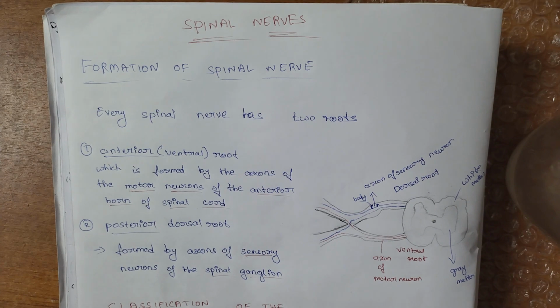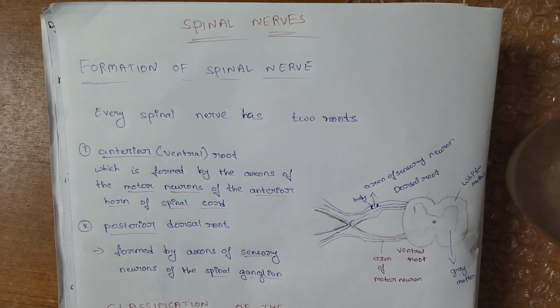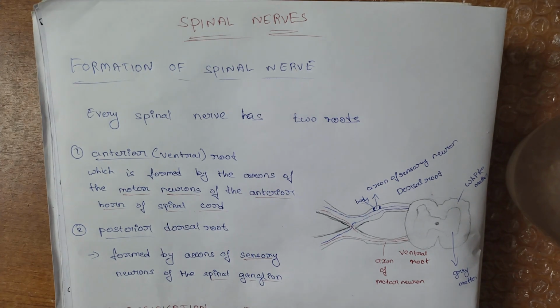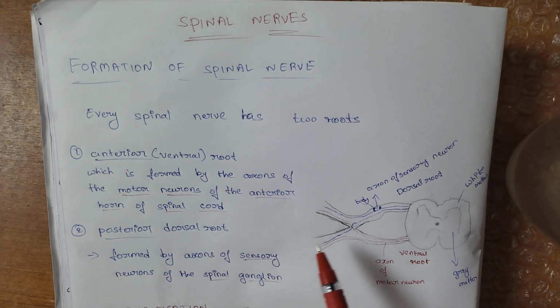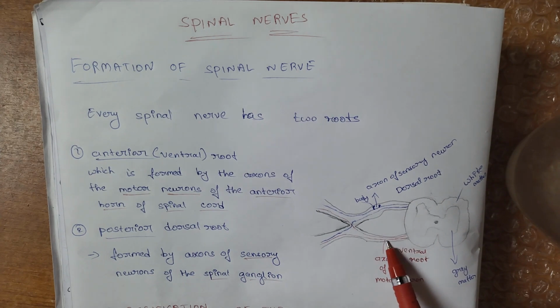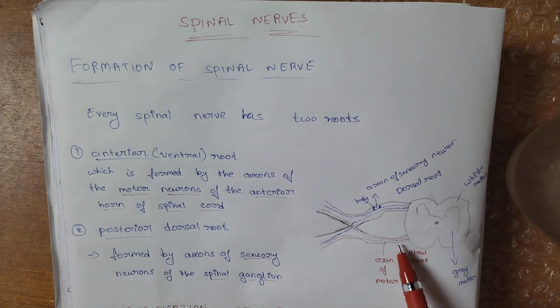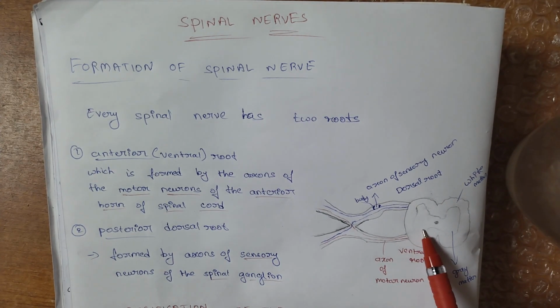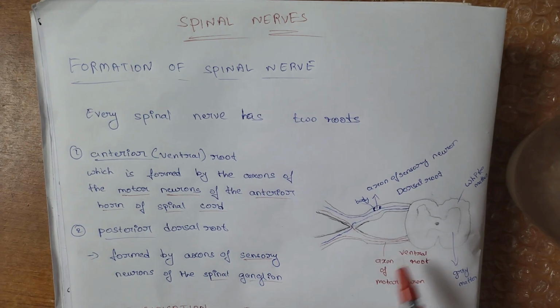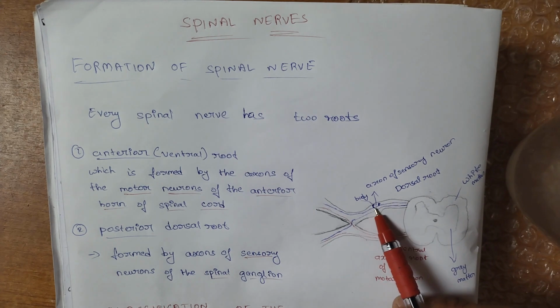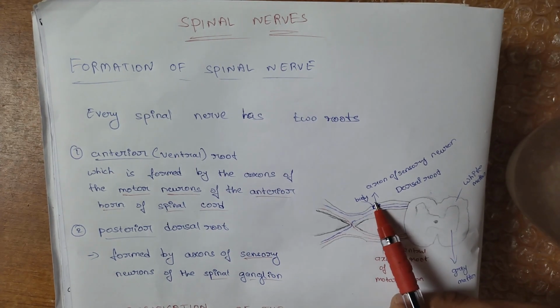Generally, every spinal nerve has two roots: anterior or ventral root, and posterior or dorsal root. Anterior root is formed by the axons of the motor neurons of anterior horn of spinal cord, and posterior root is formed by the sensory neurons of the spinal ganglia.